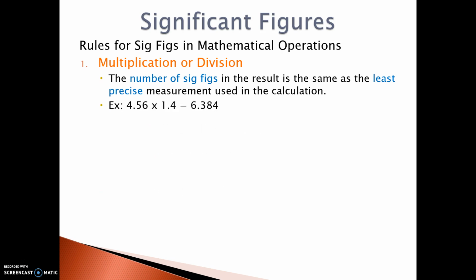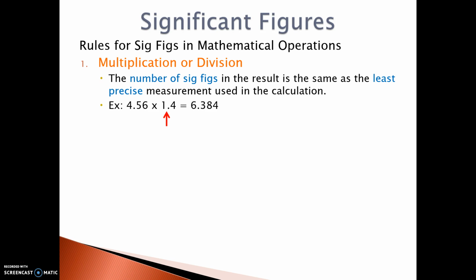For example, if we were to multiply 4.56 by 1.4, the calculator would read 6.384. Our answer, though, is limited by the 1.4, which only has two significant figures.